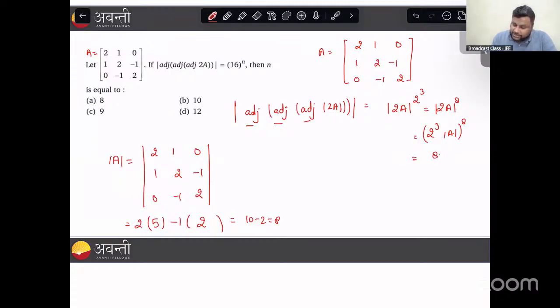So it is 8 into 8 whole to the power 8. 8 into 8 is 64, which is 2 to the power 6, whole raised to the power 8. And they are telling me this is 16 to the power n. So 2 to the power 48 is 2 to the power 4n. This implies 4n is 48, so n goes 12.